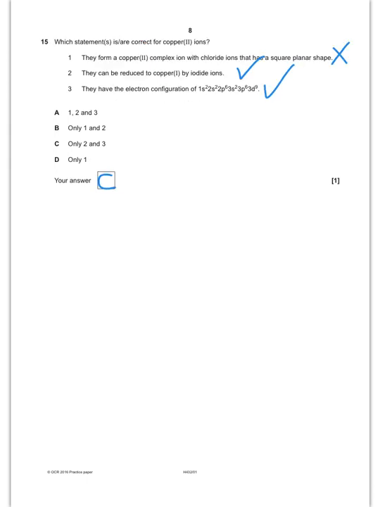And finally, for your multiple choice, which of the statements are correct for copper 2+ ions? Copper 2+ does not form a square planar complex. It's actually tetrahedral. It can be reduced to copper 1+ by iodide ions, and that is the correct electronic configuration for copper 2+, so the answer is C.